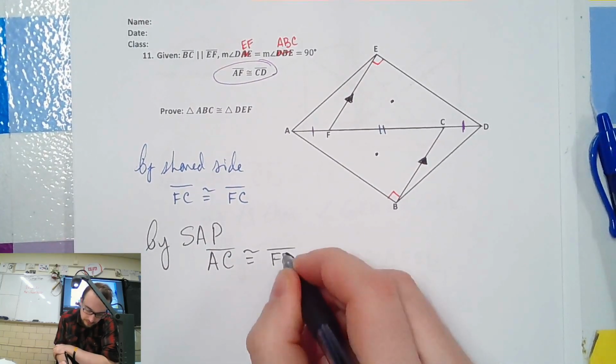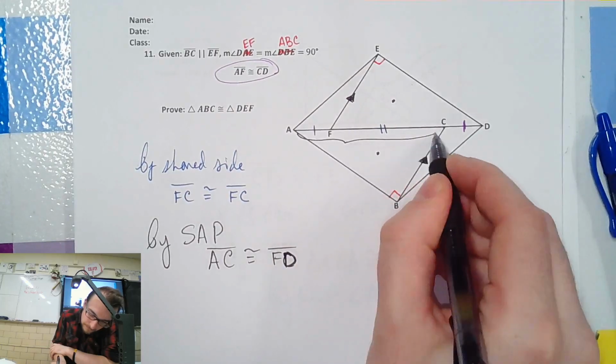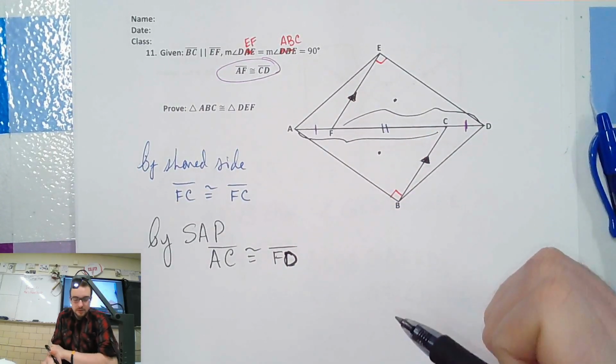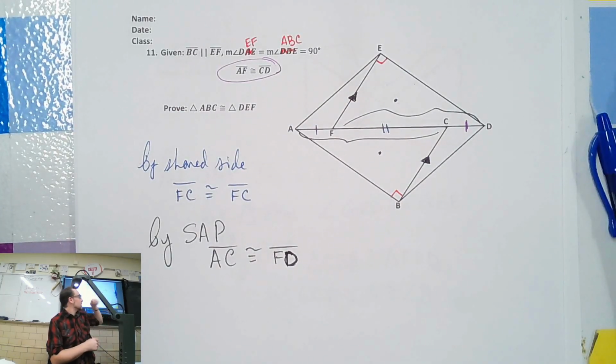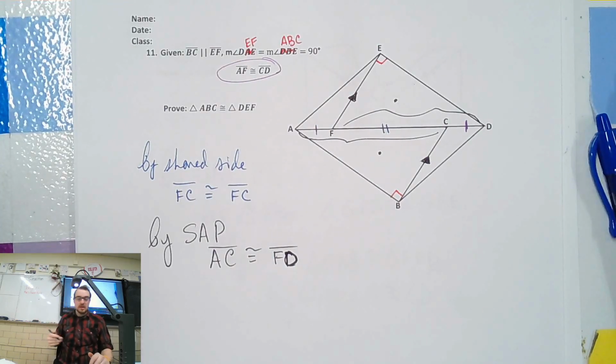So AC is congruent to FC, FD. So those bottoms are congruent. So we have matching bottoms now, and we've got matching angles. Notice that the bottoms are the hypotenuse, so if we can get one of the other legs, then we're golden.